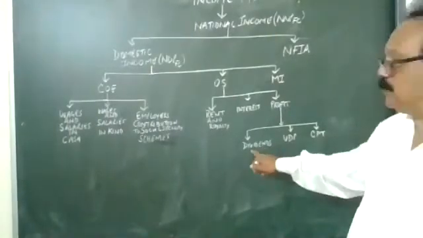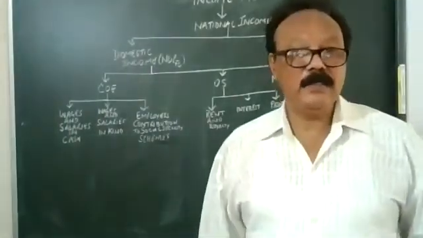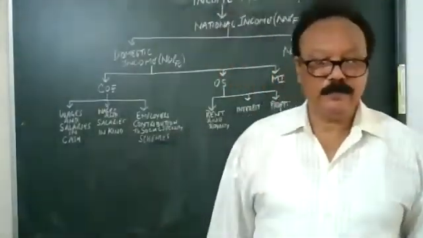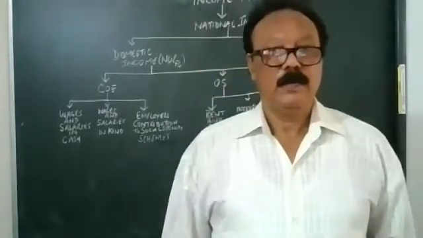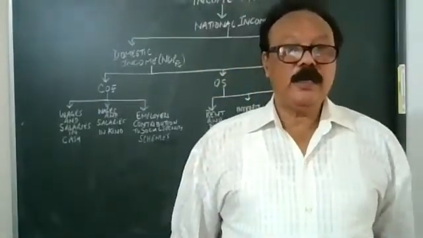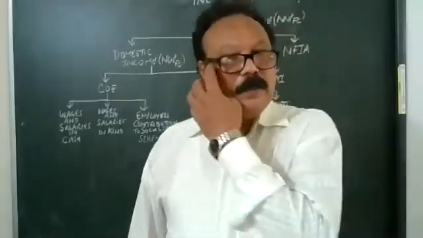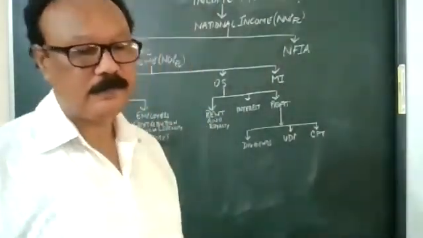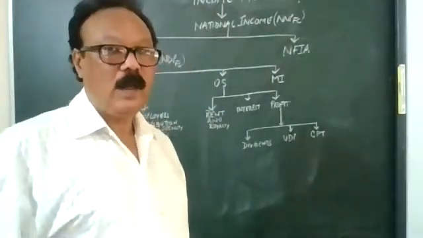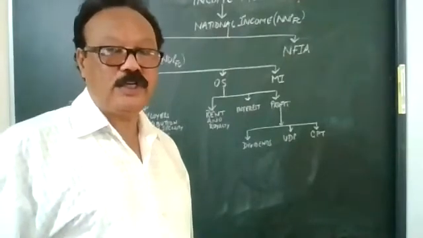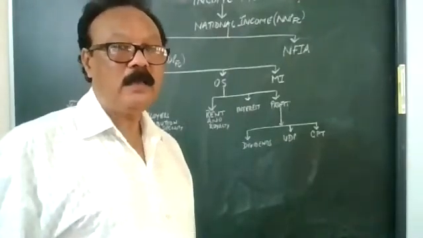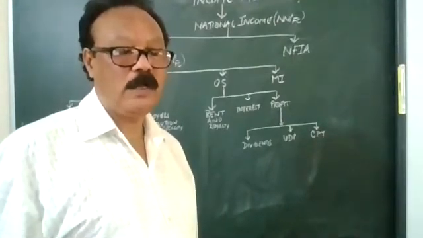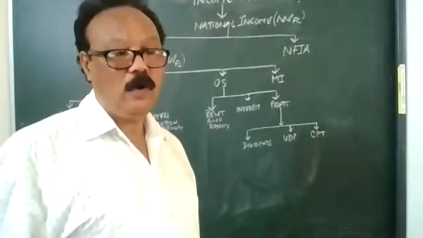Take the first one, dividends, abbreviated as D, is the part of profit which is distributed among the shareholders according to their shareholding ratio.